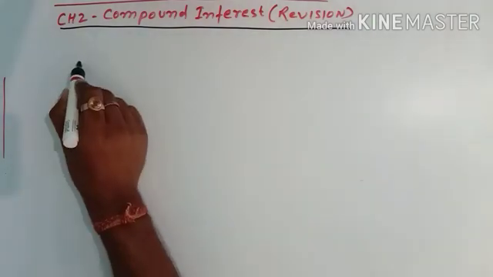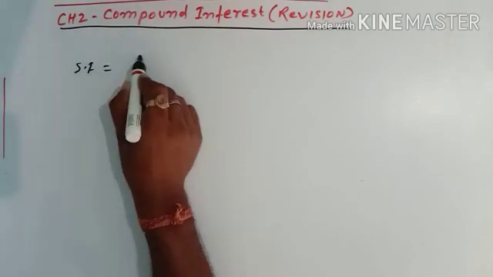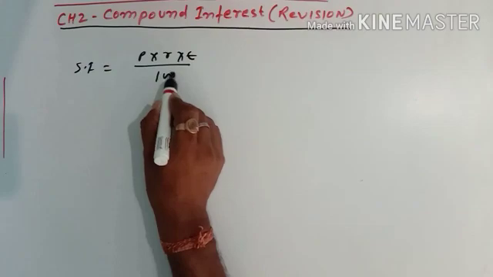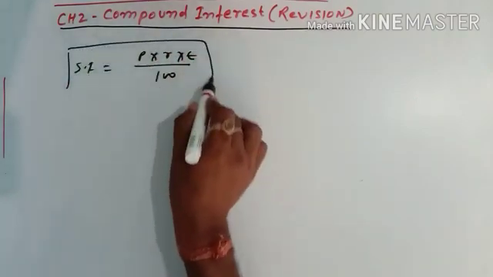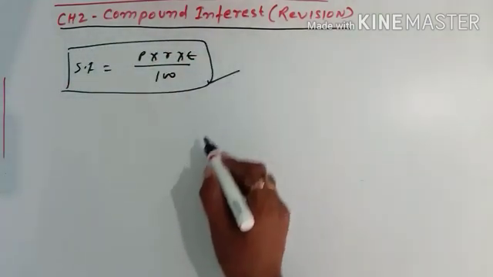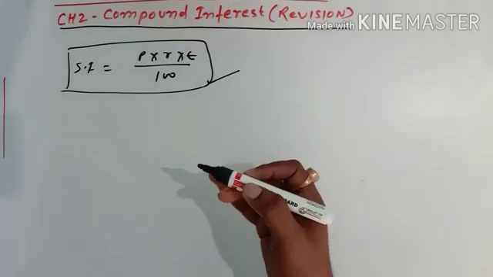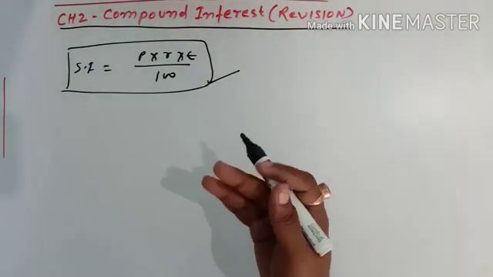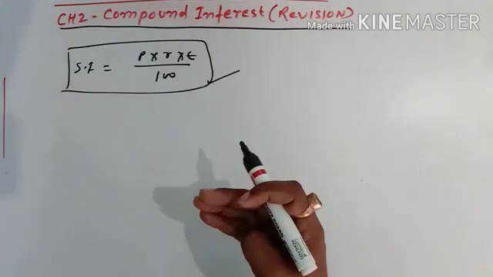So here, as you know that simple interest equals P into R into T by 100. This is the general formula for finding the simple interest. So by using this formula we are going to compute compound interest. So let's start with the sums from your exercise 2.1.